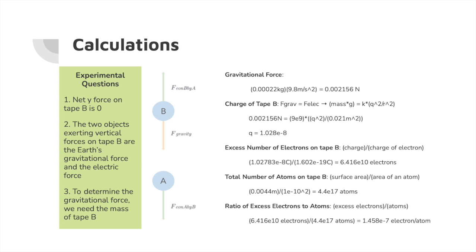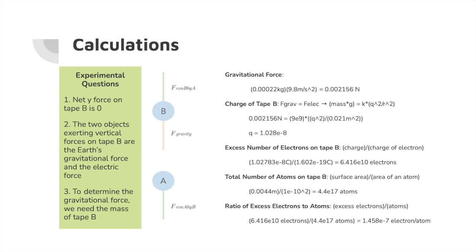Using Newton's second law and the observation that the tape's momentum is not changing, we know that the net force in the y direction is 0. The two objects that contribute to this force are the force of gravity and the electrical repulsion between the two U-tapes. In addition, to find the gravitational force, we need to find the mass of tape B, which we previously identified as 0.00022 kilograms. You can see the force diagram for tape B to the right, modeled as a point charge. The electrical and gravitational forces are in opposite directions, but with the same magnitude.